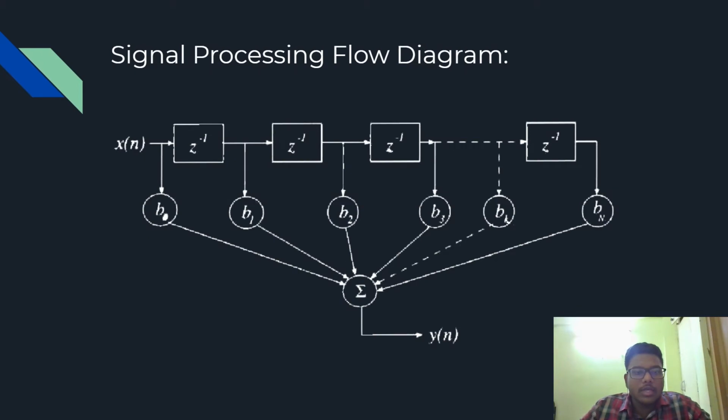And this is the signal processing flow diagram. From this, we can understand that the Z transform is again the summation of the different coefficient multiplications to the instance of the single unit delay.